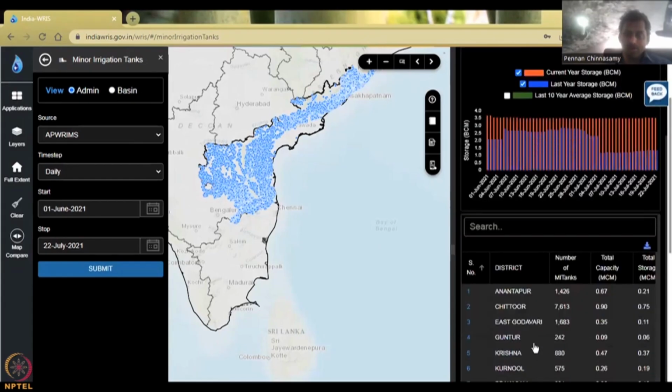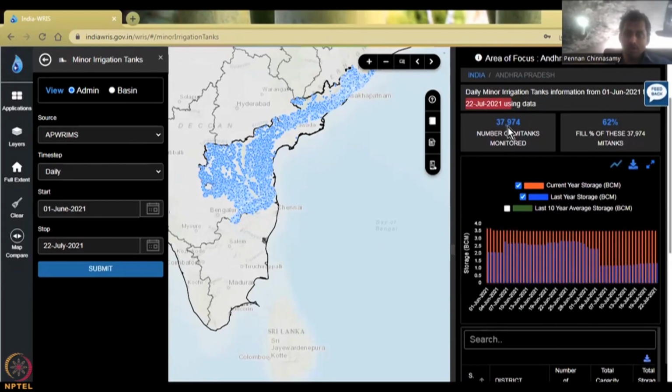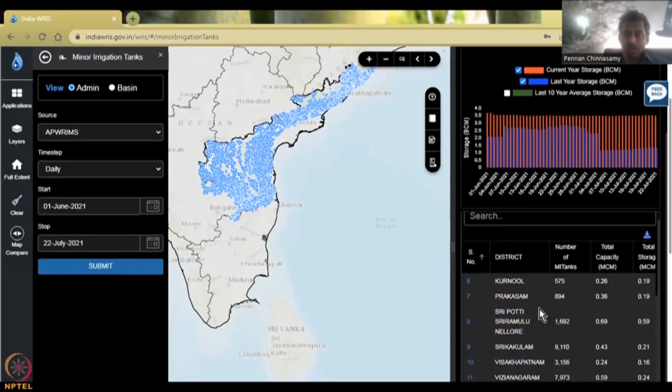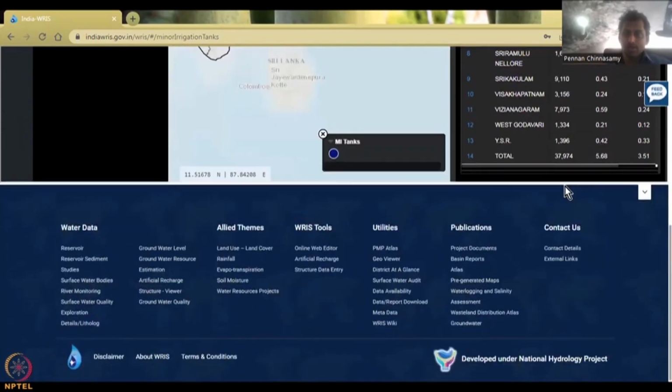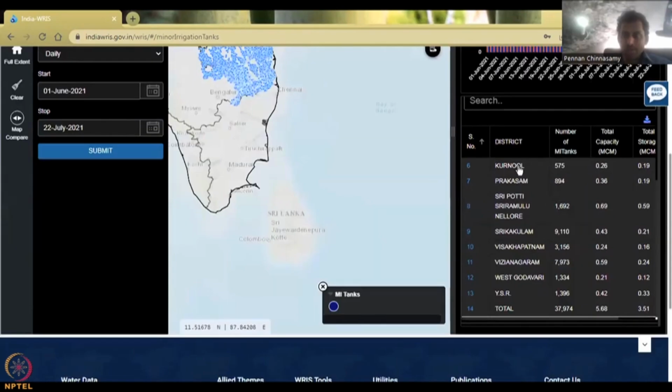And if you come down, how many are there? You could see all these tanks, data is given as a district. So each district has, for example, 570 tanks, and all of them add to 37,974. So in due course of time, I would expect that all states would put their data here, where you have the location of the tanks, and you can also click and go into that.